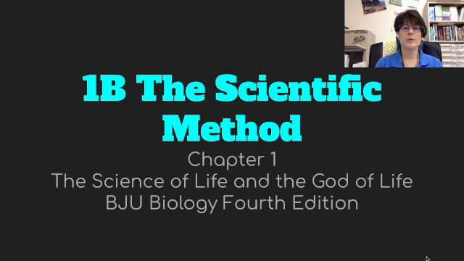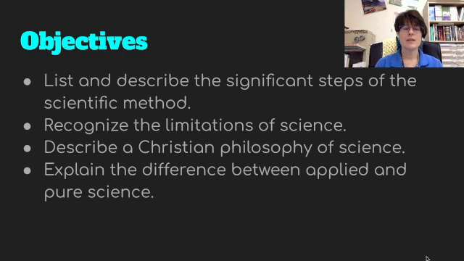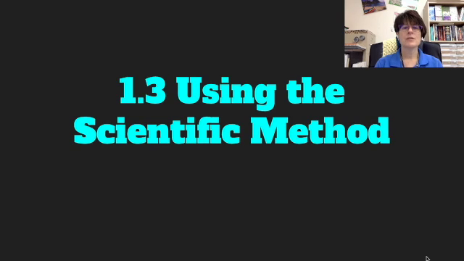And in Section 1B, we're going to talk about the scientific method. So our objectives for today are going to be to list and describe the significant steps of the scientific method, recognize the limitations of science, describe a Christian philosophy of science, and explain the difference between applied and pure science. So let's start with the scientific method and using it.